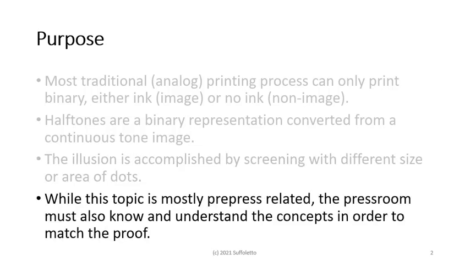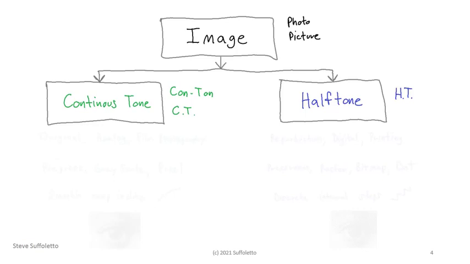While this topic is mostly for pre-press, the press room must also know and understand the concepts in order to match the proof. Now, there's two types of images, or photographs or pictures. We have continuous tone and we have halftones. Continuous tone can be abbreviated contone or CT, and halftone can be abbreviated HT.